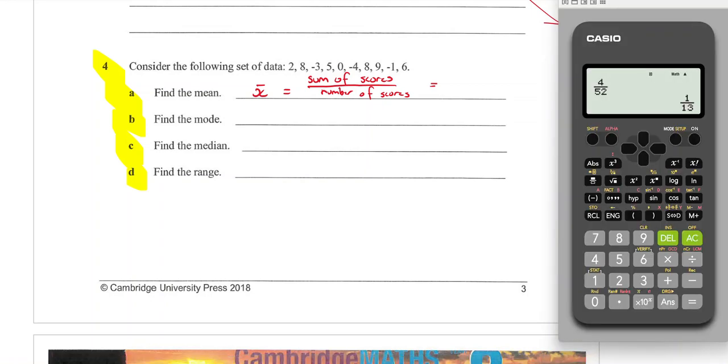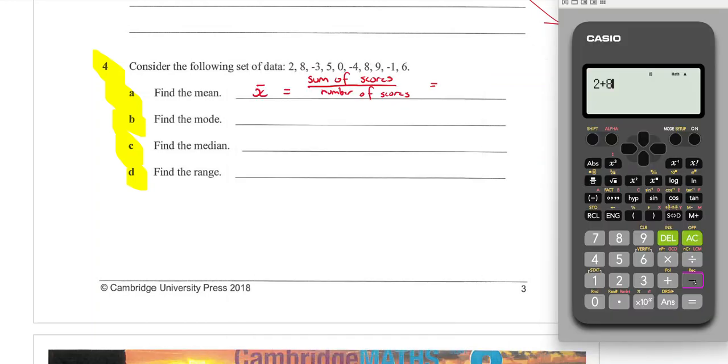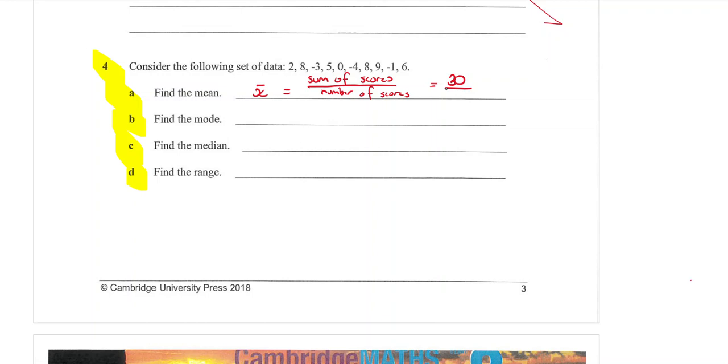Yes, even the negative ones. So we'll have 2 plus 8 minus 3 plus 5 plus 0 minus 4 plus 8 plus 9 minus 1 and plus 6. So it totals 30. And I divide that by the number of scores, so I count out how many numbers there are. 1, 2, 3, 4, 5, 6, 7, 8, 9, 10. 30 divided by 10 is equal to 3.